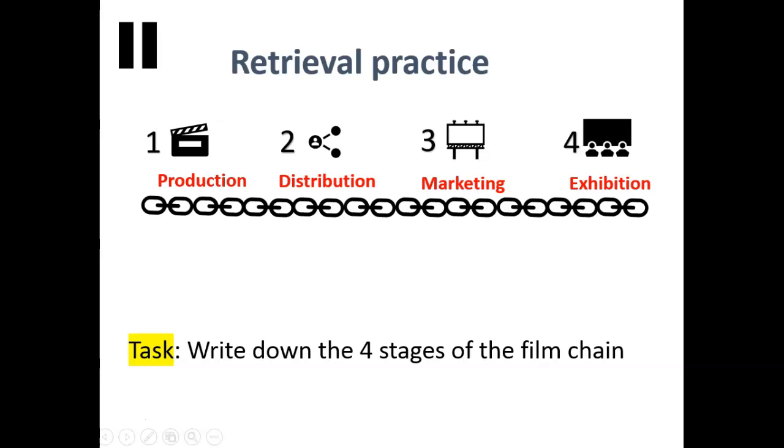Okay, so just to check your answers. Stage 1, production. That was the making of the film. Stage 2 was distribution, sharing the film. Stage 3 was marketing, promoting the film. And stage 4 was exhibition, showing the film to an audience.